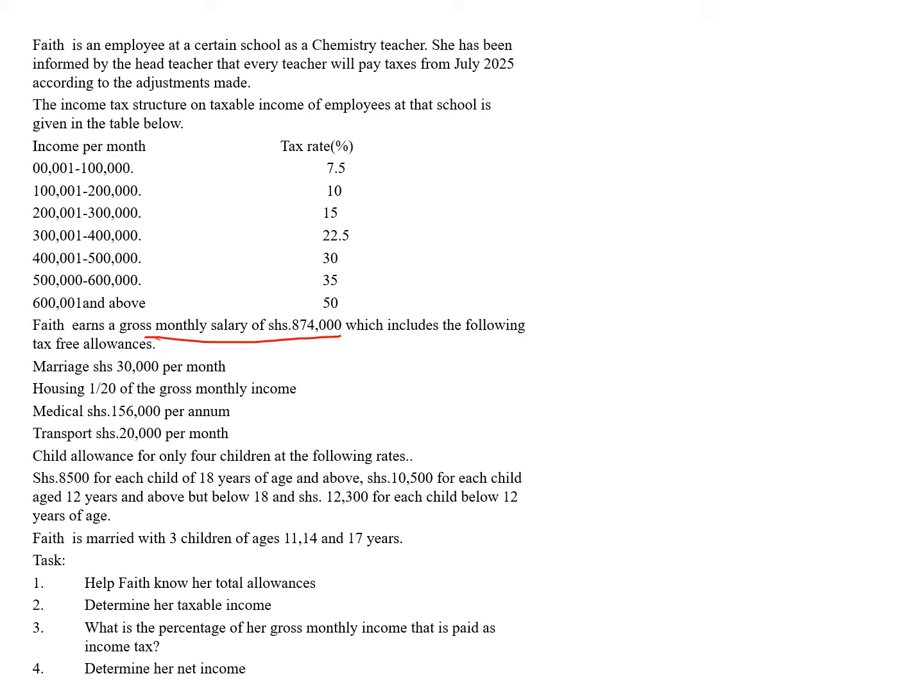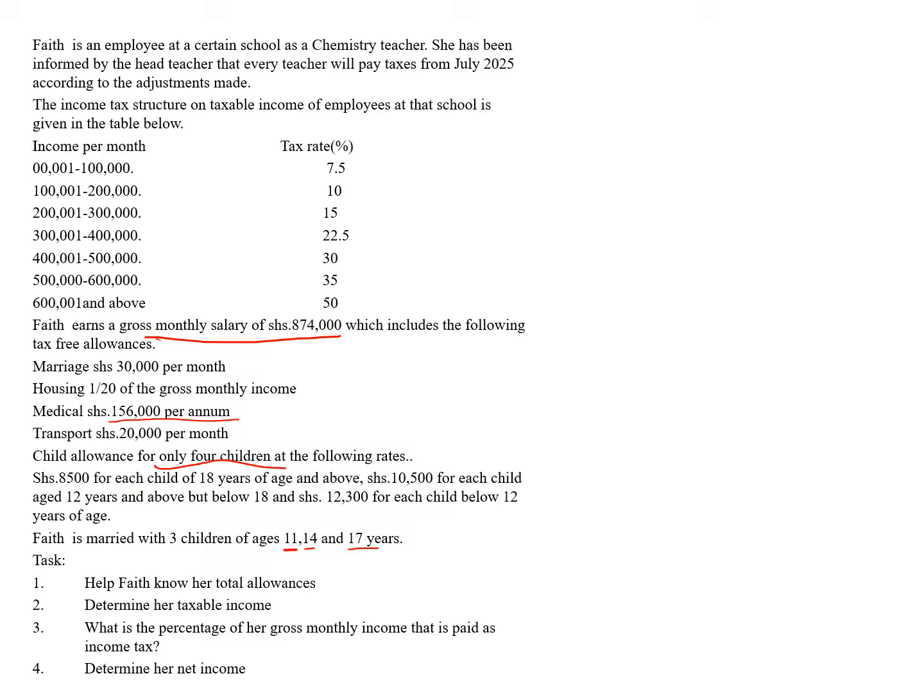But there are some allowances which I see, like medical, here per annum. And also I'm seeing marriage here, and the allowance for children, as for only 4 children. And then we have also their ages. Faith's children have the following ages: 11, 14, and 17.